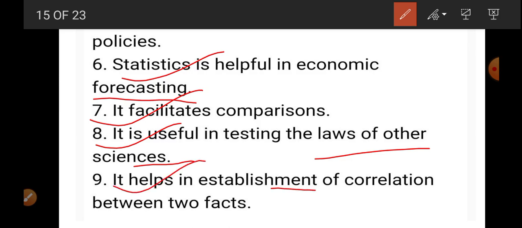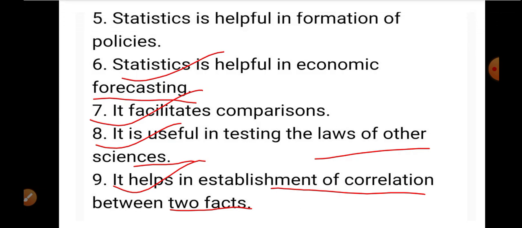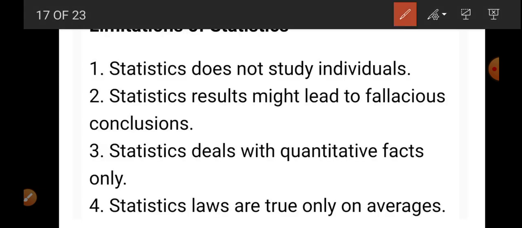It helps in the establishment of correlation between two facts. Like if we are hearing in the news that if 70 or 80% of people are vaccinated, we are going to recover and do much better in the COVID situation, and there will be fewer chances of lockdown and other things, and fewer chances of a new wave of COVID. So it is very helpful to make the relation between two facts. Now, limitation of statistics.